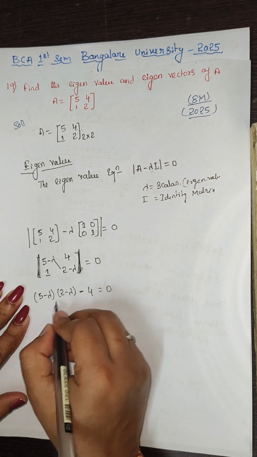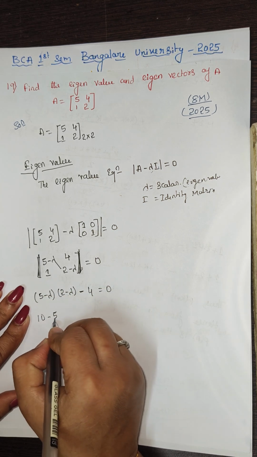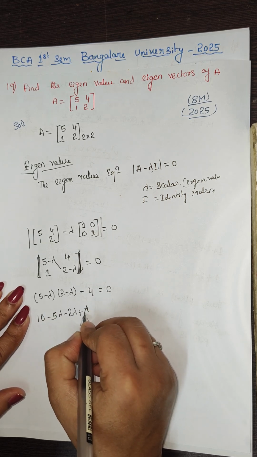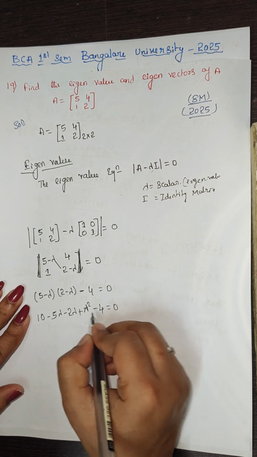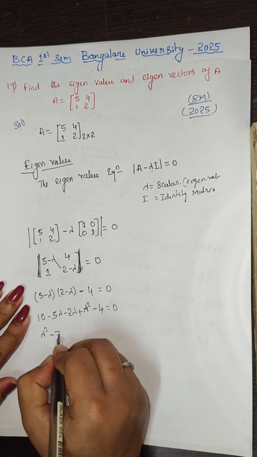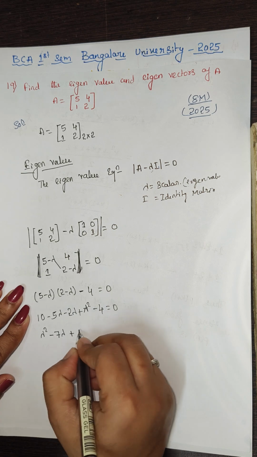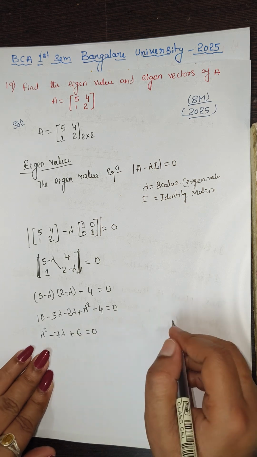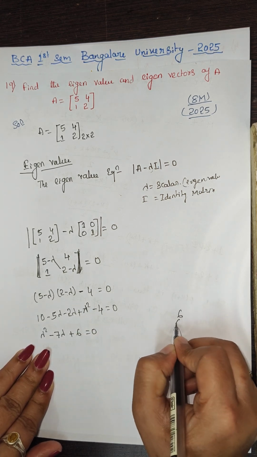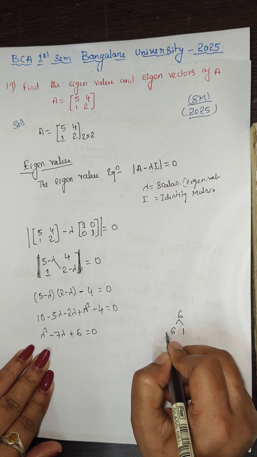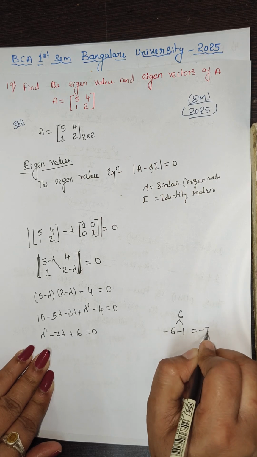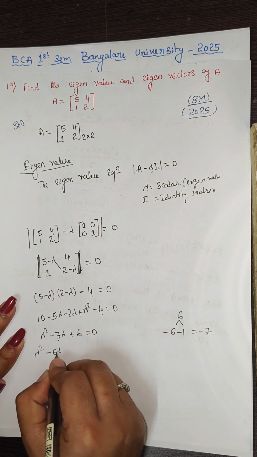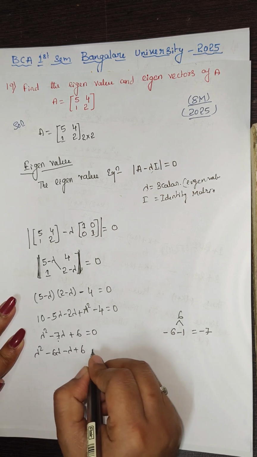Open the bracket. 5 twos are 10. 5 into minus lambda is minus 5 lambda, minus 2 lambda, plus lambda square, minus 4 equals 0. Lambda square minus 7 lambda, 10 minus 4 is 6, equals 0. Again it is in the form of a quadratic equation. 6 we need to split as 6 ones are 6, and the addition should come minus 7, so lambda square minus 7 lambda we split as lambda square minus 6 lambda minus lambda plus 6 equals 0.